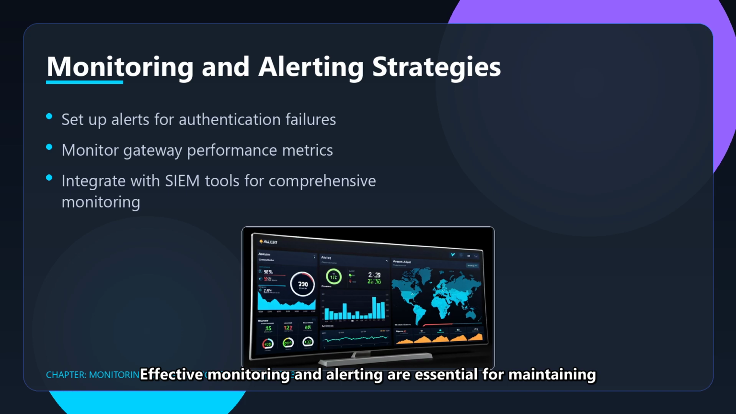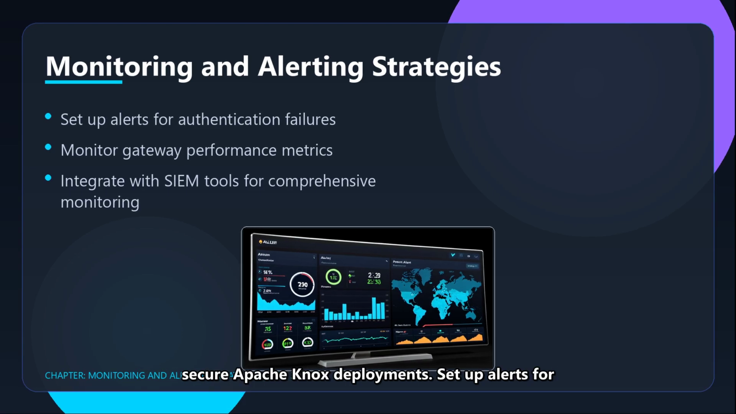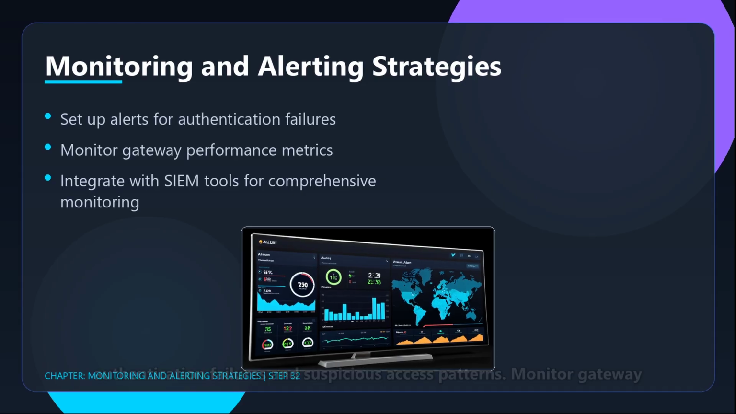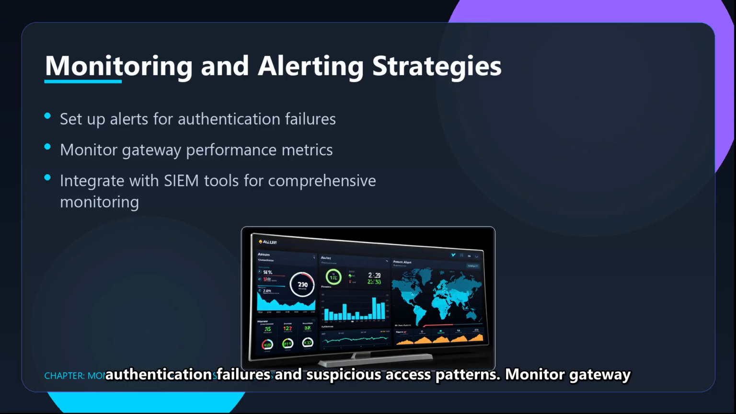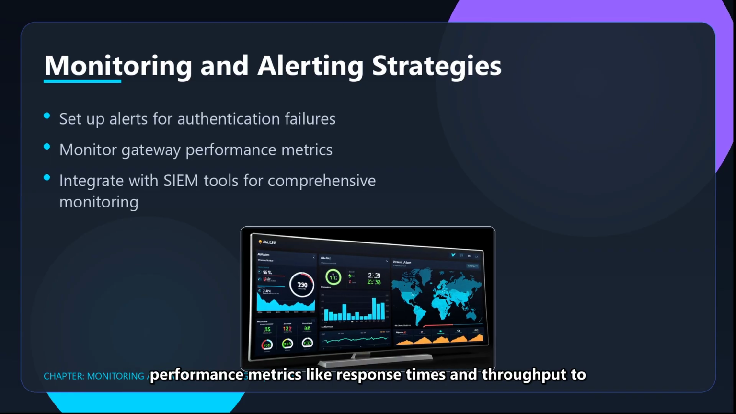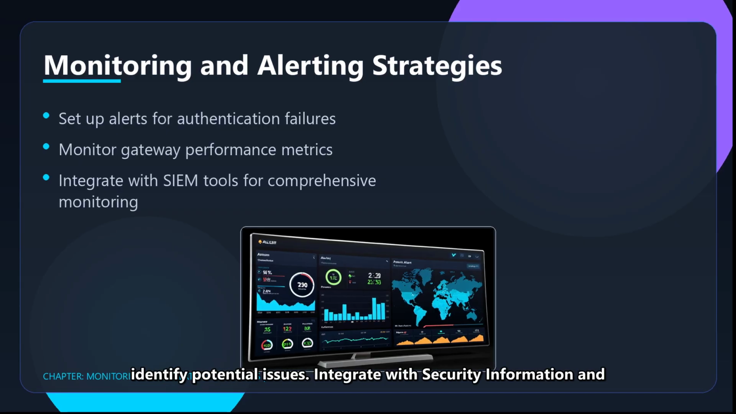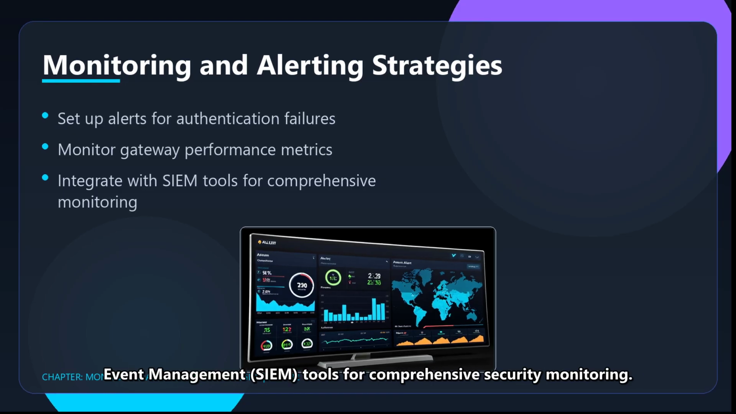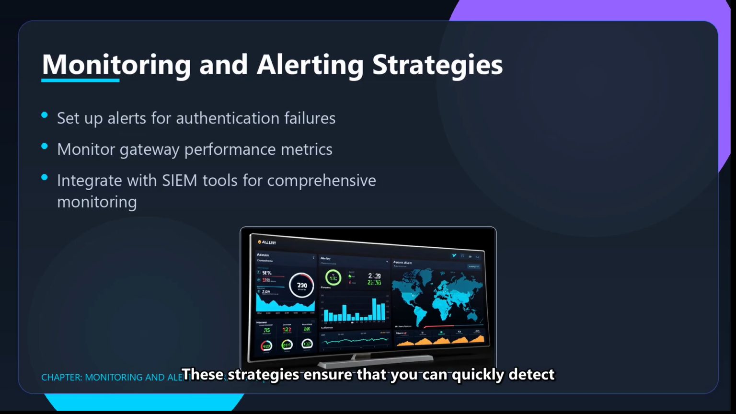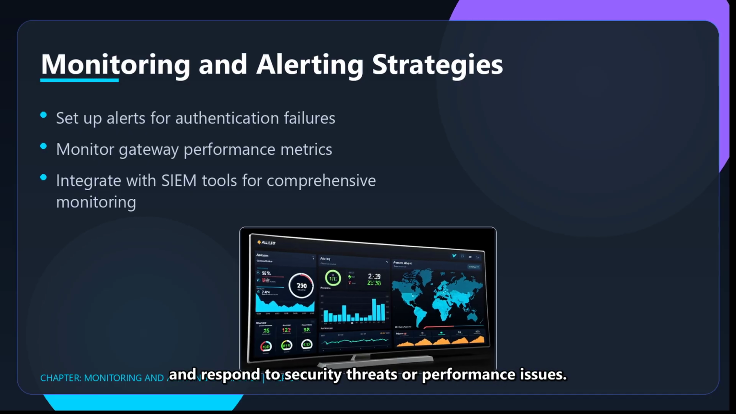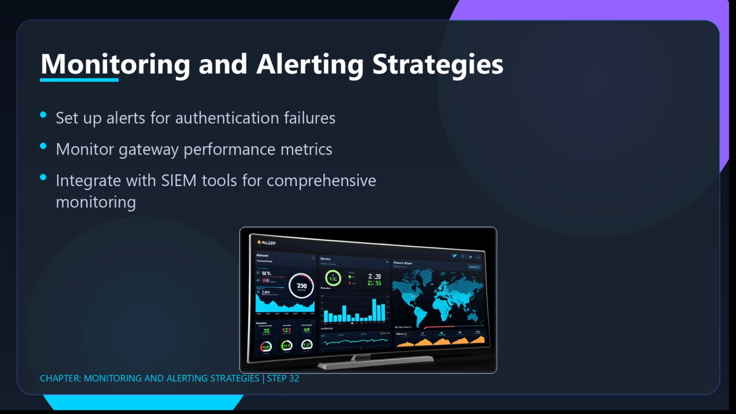Effective monitoring and alerting are essential for maintaining secure Apache Knox deployments. Set up alerts for authentication failures and suspicious access patterns. Monitor gateway performance metrics like response times and throughput to identify potential issues. Integrate with security information and event management (SIEM) tools for comprehensive security monitoring. These strategies ensure that you can quickly detect and respond to security threats or performance issues.